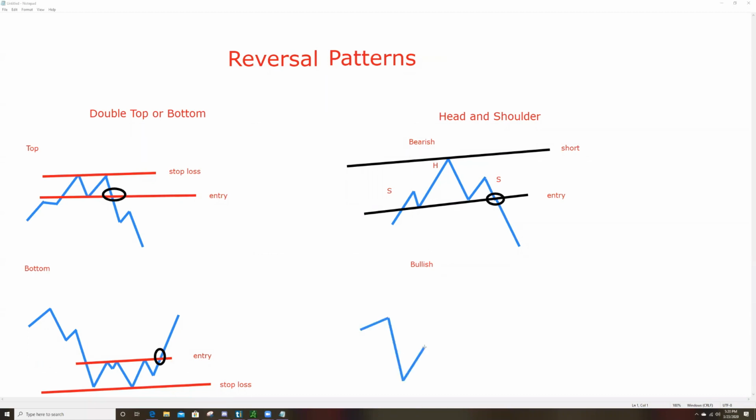Now this is the same thing as the head and shoulders that we just saw, it's just flipped upside down. So you can see the exact same thing, just flipped the other way around. And just like we were going over before, once it crosses the neckline, that is our entry to buy.